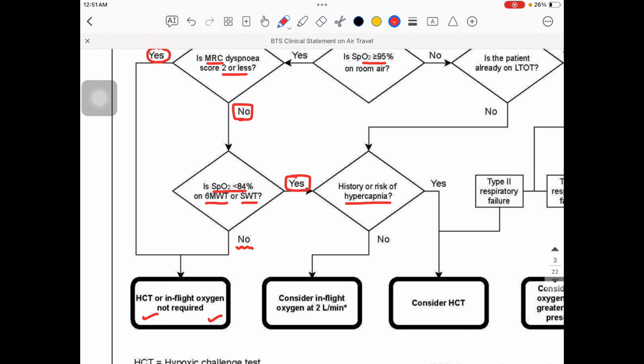If the person has no history or risk of hypercapnia, then we shall allow the patient to board the flight, but we should advise in-flight oxygen at around 2 liters per minute. In case there is a history of hypercapnia as well, then we should consider hypoxic challenge testing.